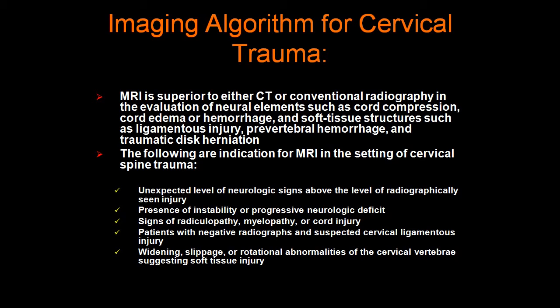First, if there is an unexpected level of neurologic injury above the level of radiographically seen injury, the presence of instability or progressive neurological deficits, signs of radiculopathy, myelopathy, or cord injury, patients with negative radiographs and suspected cervical ligamentous injury, and finally, widening, slippage, or rotational abnormalities of the cervical vertebrae suggesting soft tissue injury.